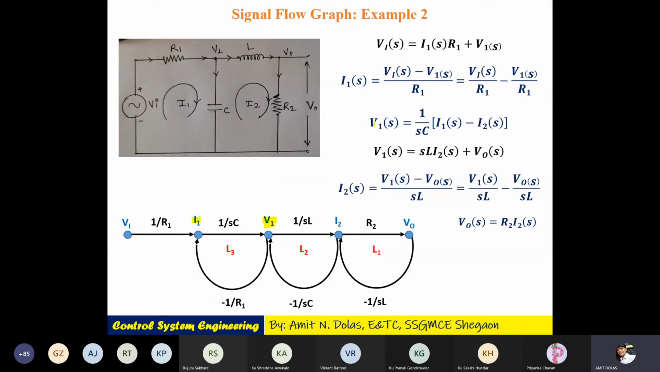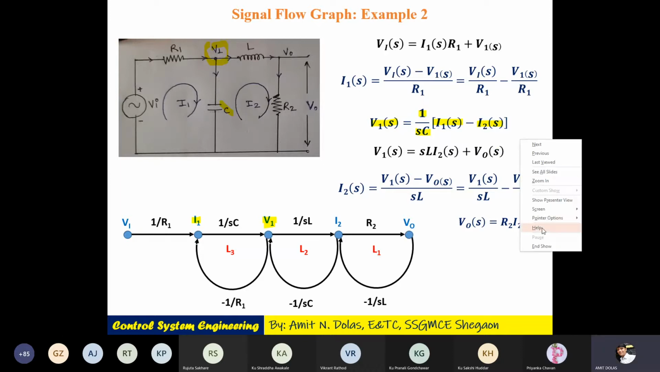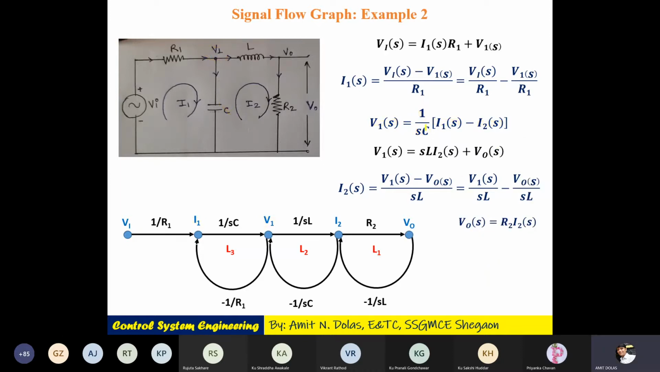So I have the relation V1 of S. यहाँ से जो ये voltage develop हो रहा है, V1 of S will be equal to 1 by SC, which is the Laplacian domain capacitor, into I1 of S minus I2 of S. So what is the relation? It is very clear here. If I go into this bracket, your V1 of S is 1 by SC times I1 of S. So thereby I wrote 1 by SC here, the relation between V1 and I1.